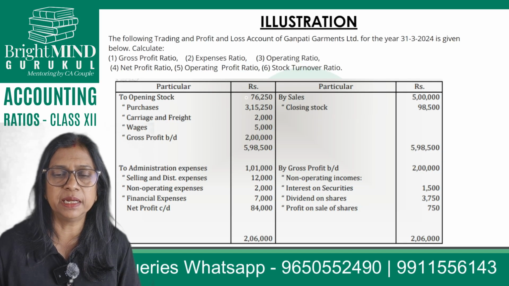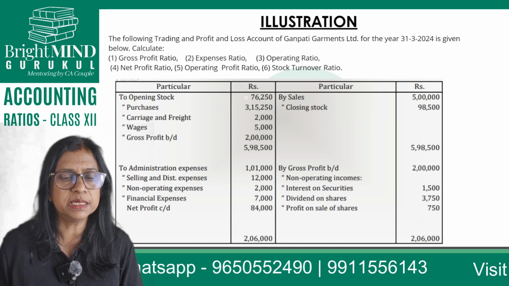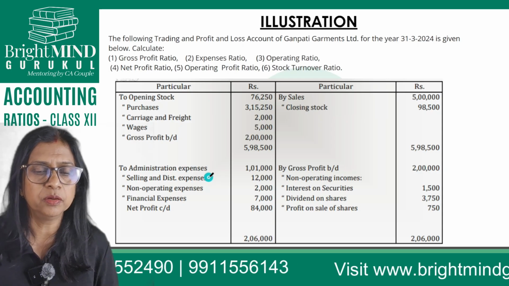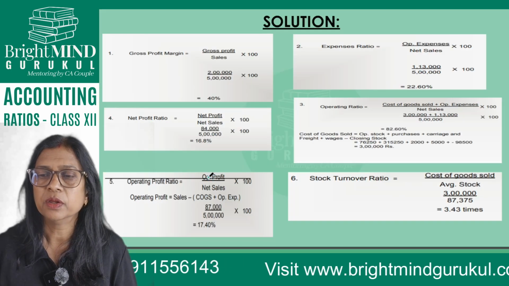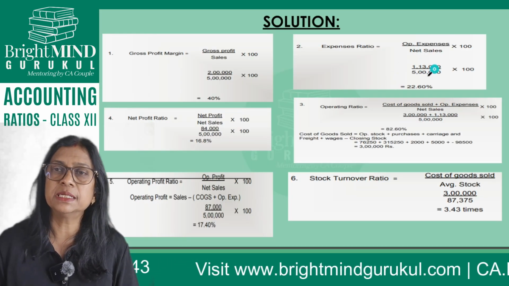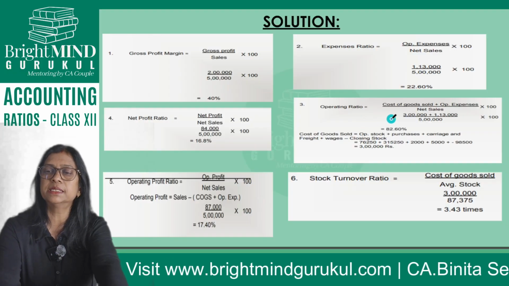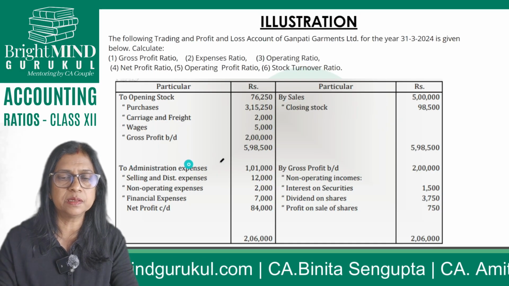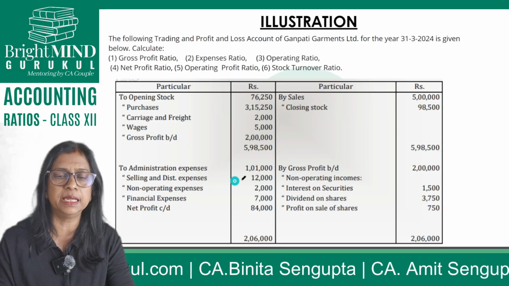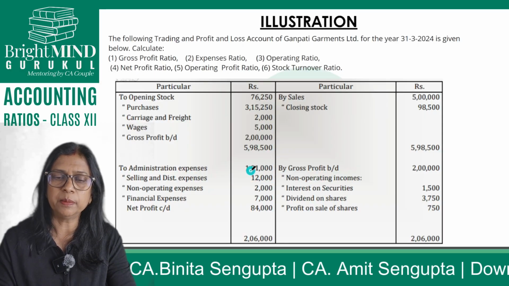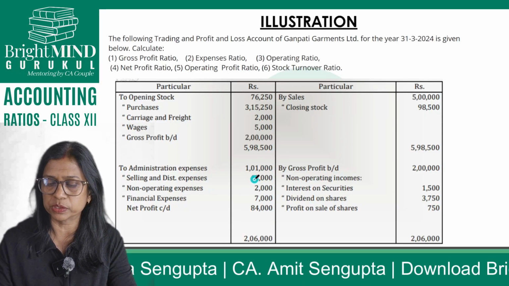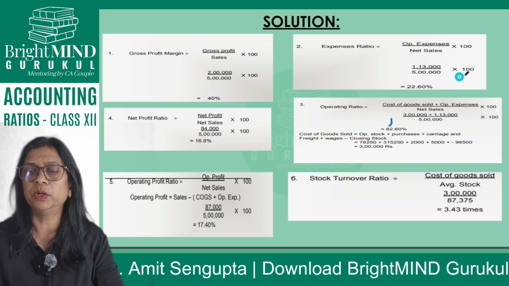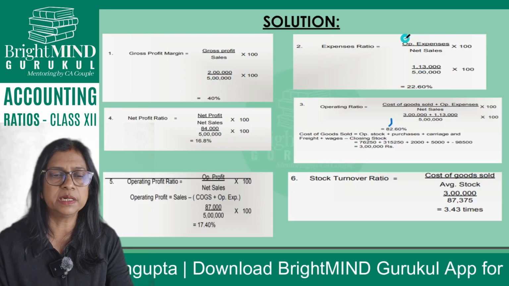Now, expenses ratio. These are the operating expenses. So, operating expenses divided by net sales into 100. Let us see what are the operating expenses. 1 lakh 1,000 plus selling and distribution 12,000. That makes it 1 lakh 13,000. 1 lakh 13,000 divided by 5 lakh into 100. This is the expense ratio.